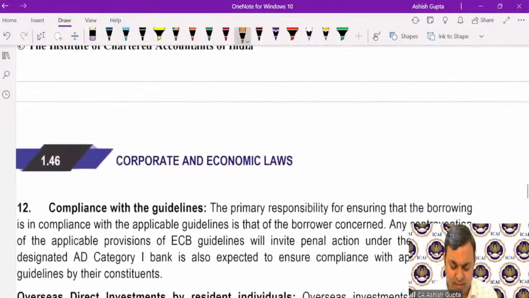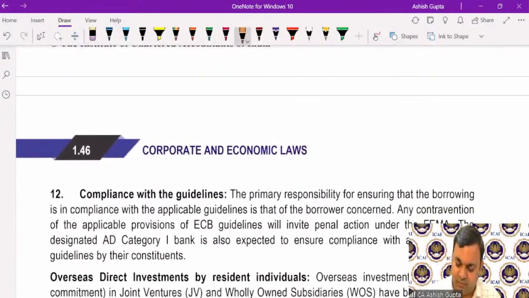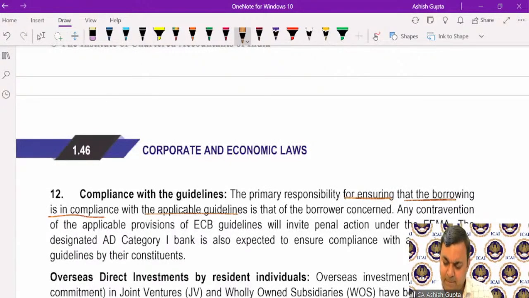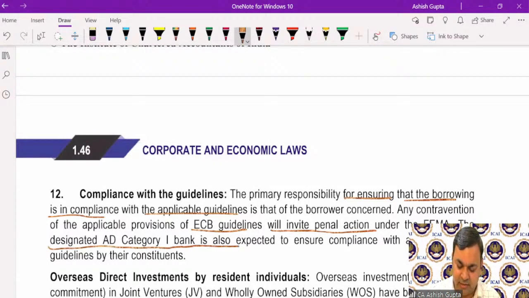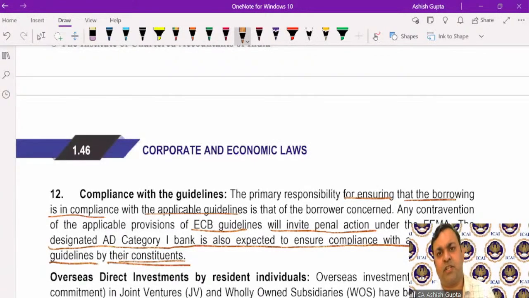And the 12th point is compliance with the guidelines. The primary responsibility for ensuring that the borrowing is in compliance with the applicable guidelines is that of the borrower concerned. Any contravention of the applicable provisions of the ECB guidelines will invite penal action under FEMA. So if a person commits a contravention in raising a loan externally, that will attract a contravention of FEMA. The designated AD Category 1 bank is also expected to ensure compliance with applicable ECB guidelines by their constituents. So this is the ECB part.